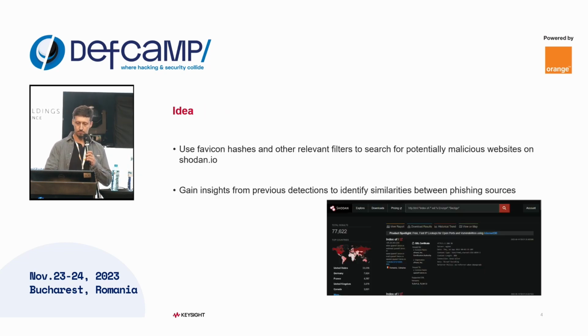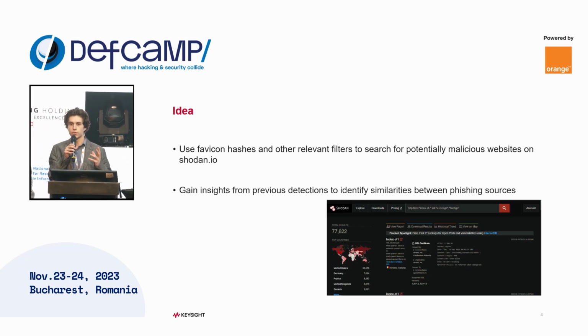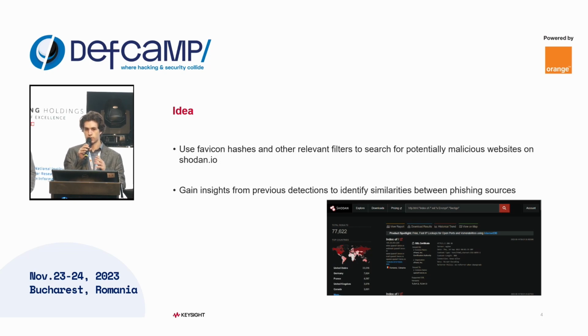Basically, the idea of the project was to find new sources for potentially malicious websites by leveraging Shodan.io and also Favicons. So we wanted to gain insights from our previous detections in order to see if we can find some similarities between these phishing sources.